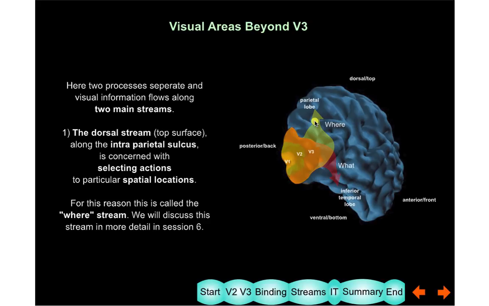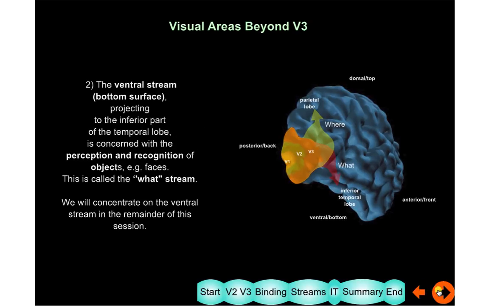The stream that heads underneath is called the ventral stream because it goes underneath. And because it's interested in what things are, what it is that you're seeing, who it is that you're seeing. There's the face. Whose face is it? And we're going to look at the where stream in lecture 6, I believe. And so for the rest of this lesson, we'll concentrate on the what stream, the thing that goes underneath.